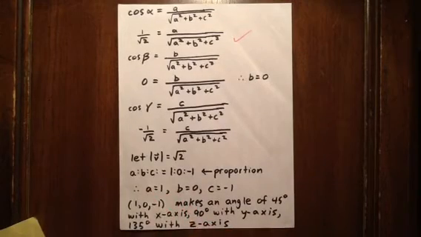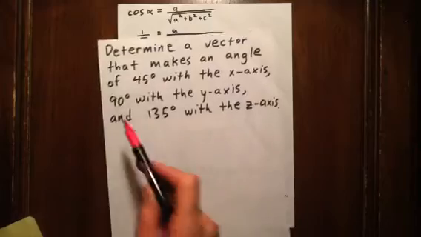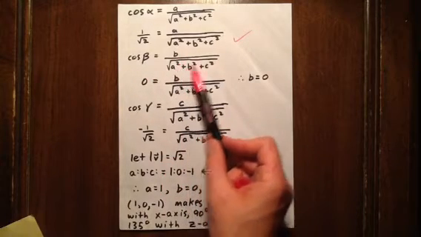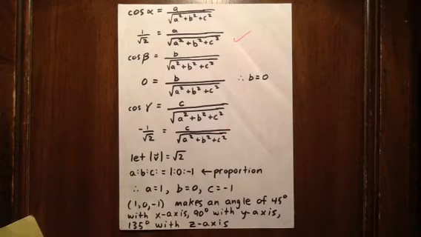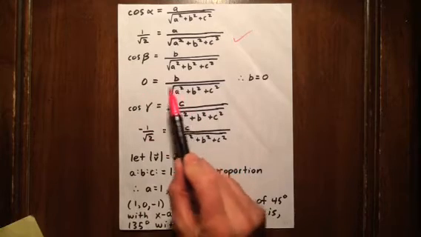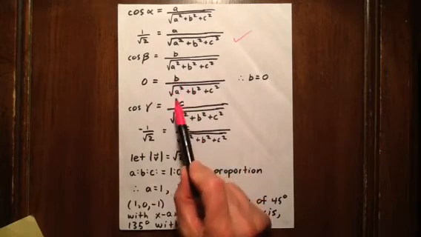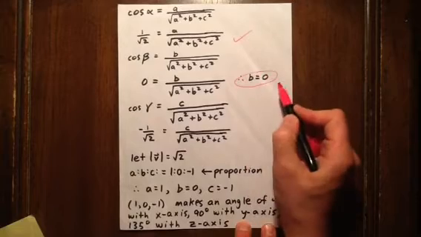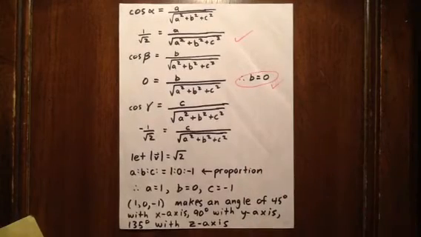Similarly, because we know that we make a 90-degree angle with the y-axis, we know that the cosine of that angle will be b over the square root of a squared plus b squared plus c squared. Well, the cosine of 90 degrees is 0. So 0 is equal to b over the square root of a squared plus b squared plus c squared. So clearly b has to equal 0. That's also important.